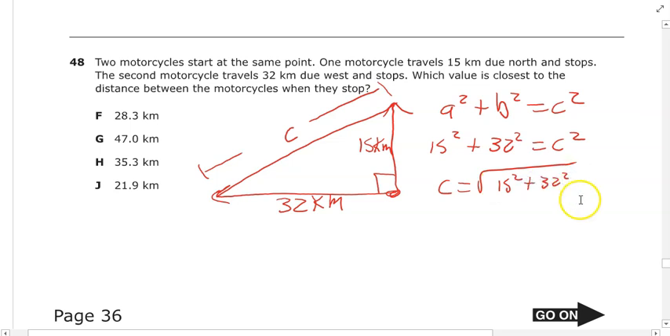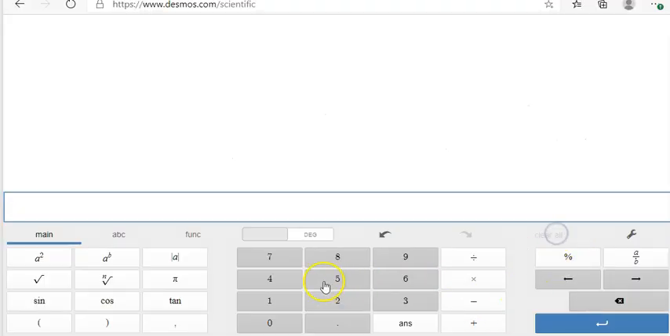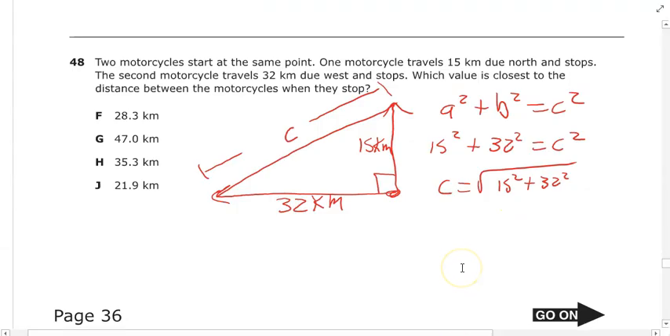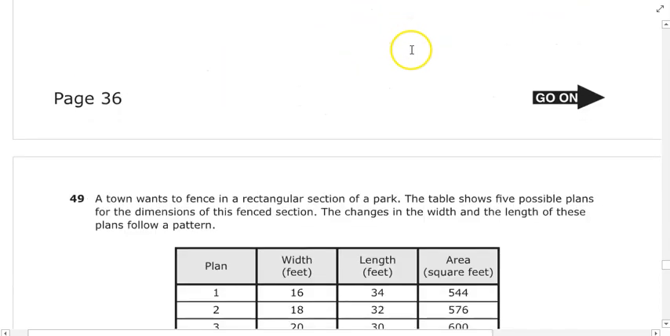So let's check and see what that is. Square root of 15 squared plus 32 squared. Looks like we get about 35.34. So 35.34 looks like answer choice H, which is the value closest between the motorcycles when they stop. Looks straightforward for that one.